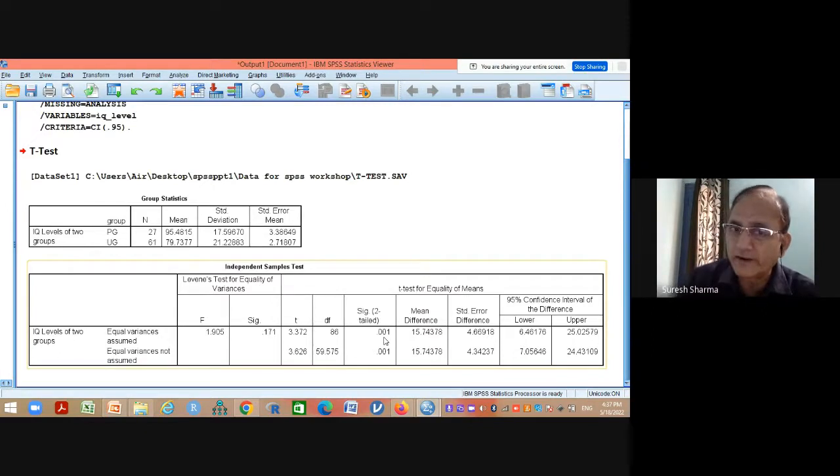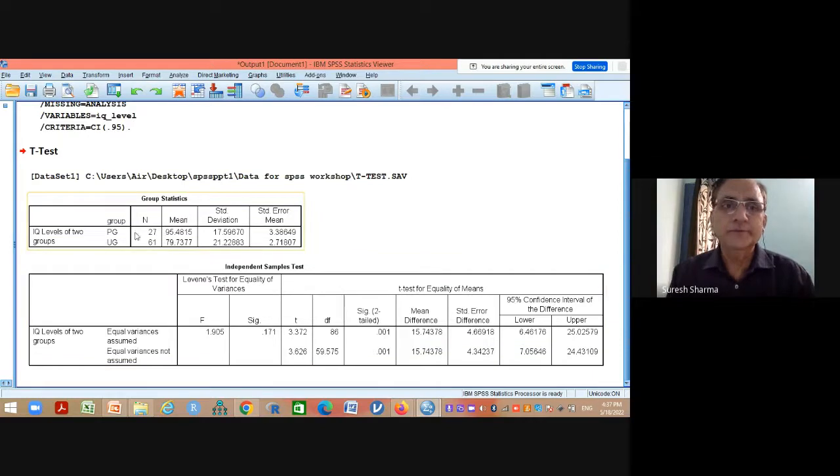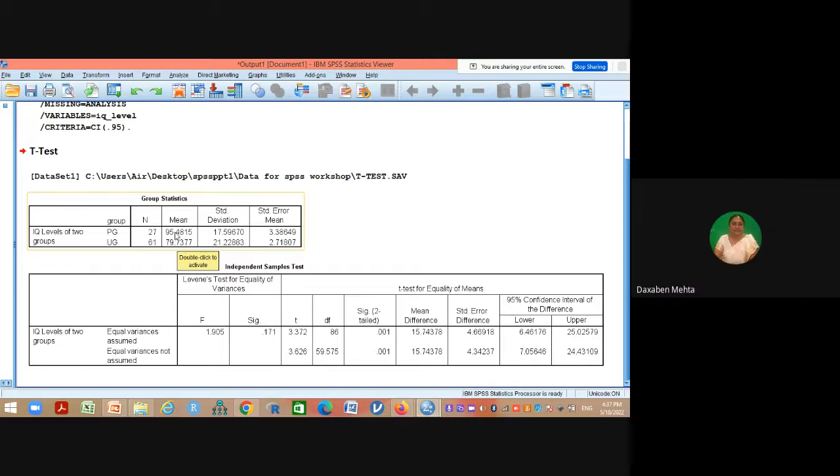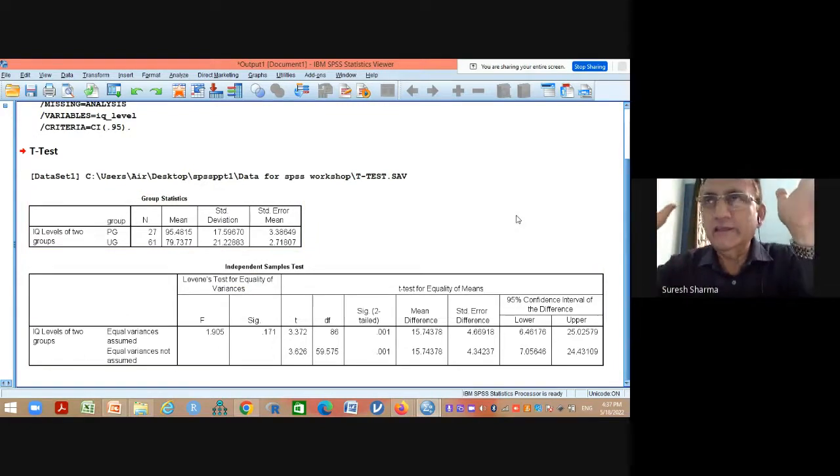Now, which group is better? You go through their mean. You see mean of PG group is 95, mean of UG group is 79. So which is having better IQ, PG or UG? PG. So he will have to hire people only from PG group.